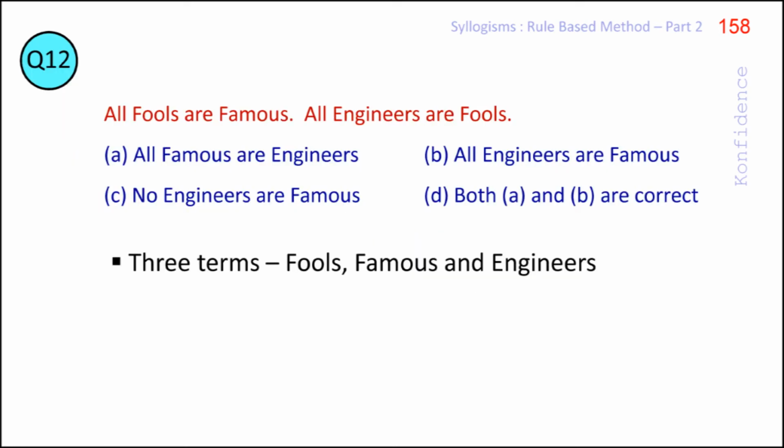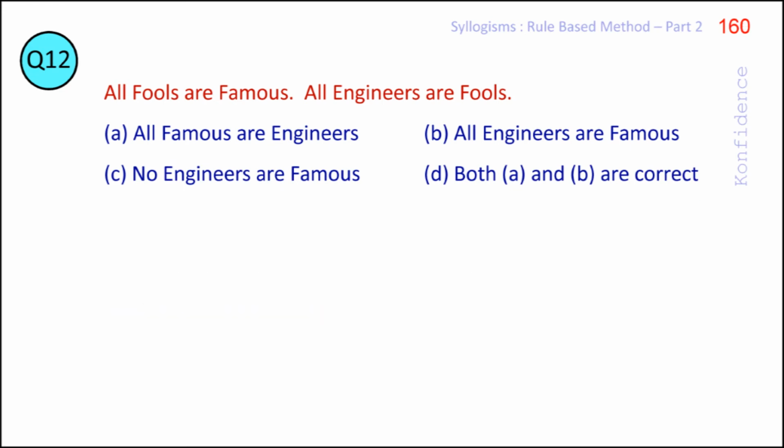As you can see, there are three terms between the two premises, and the common term or the middle term is fools. You should understand that the middle term is the term that is common to both the premises. It may or may not come in the middle. All the four options given are between the non-middle terms.